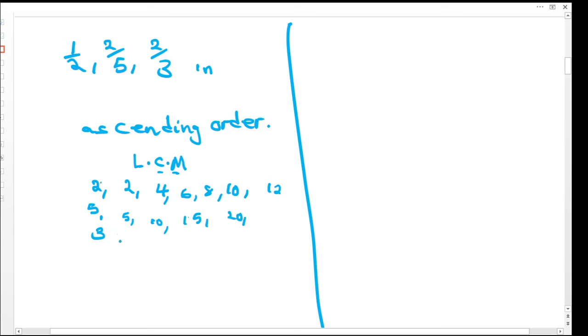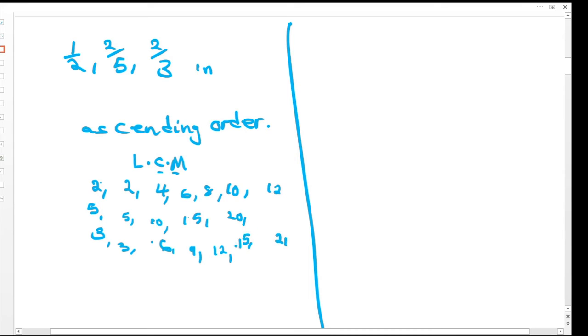Then here 3 times 1 is giving us 3. Then 3 times 2 is 6. Then 3 times 3 is 9. Then 3 times 4 is 12. And 3 times 5 is 15. Then 3 times 6 is going to give us 18.